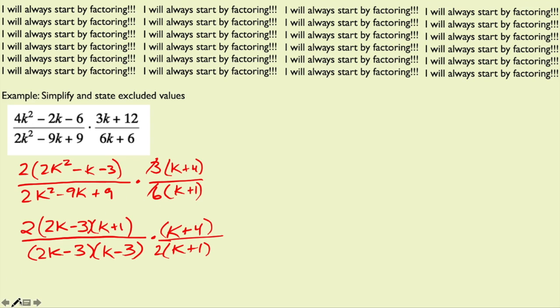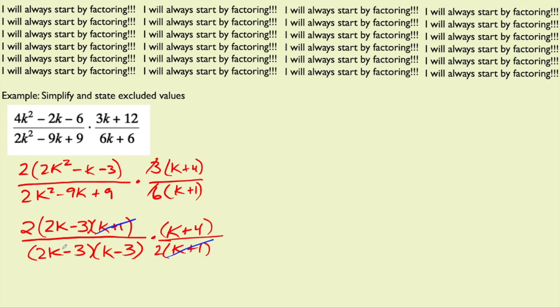So now, let's change the color to cancel things, all right? If I were to multiply this out, I would just multiply across the numerator, multiply across the denominator. But I'm going to see if I can cancel anything out. So it looks like a k plus 1 and a k plus 1 will divide to 1. So those are gone.